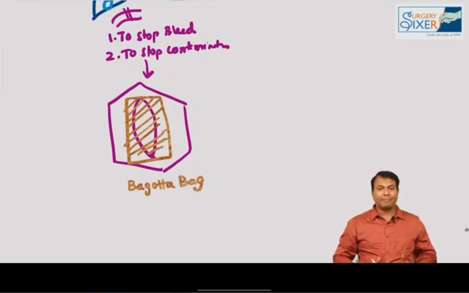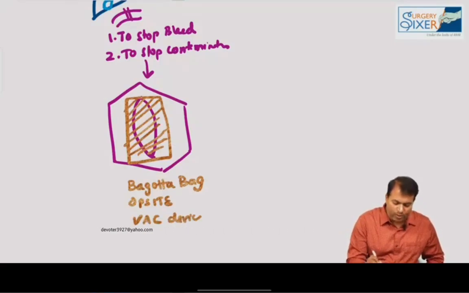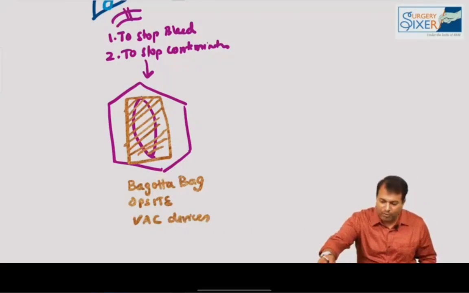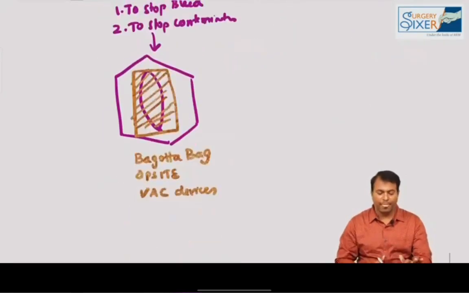Bogota bag, plastic bag. And Opsite dressing is also available. Western countries use vacuum assisted closure devices. So please don't forget these points. Okay, in phase 1, what will you do? In emergency OT, we just stop bleeding, we stop contamination, and we put a Bogota bag or vacuum assisted closure device.